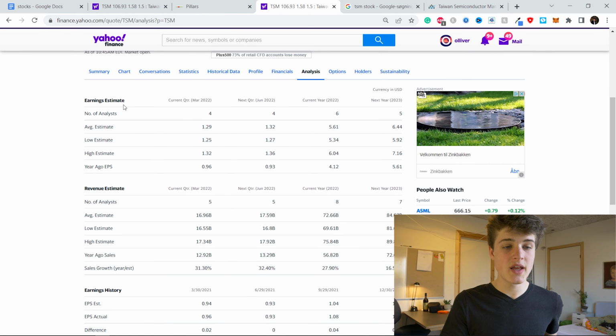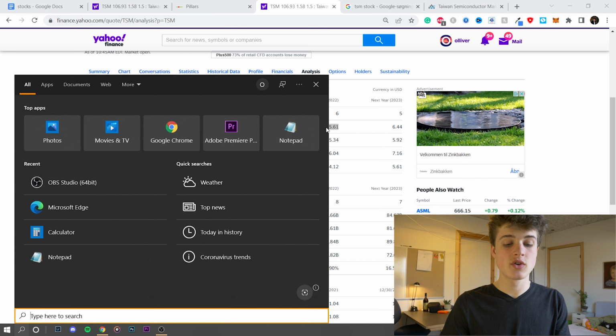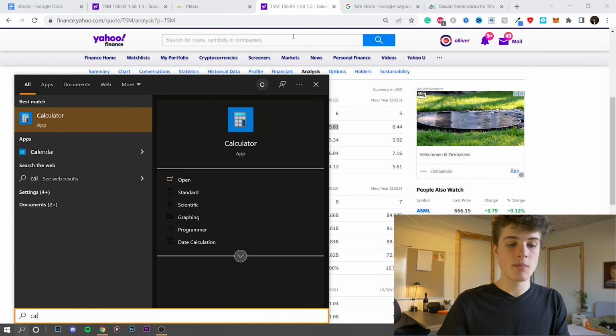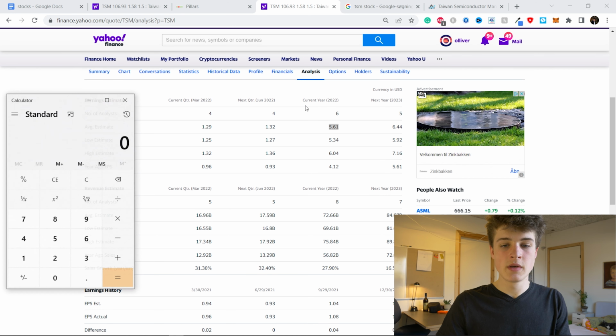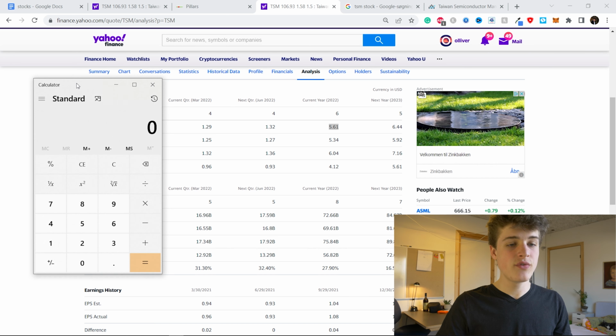On Yahoo Finance here, we have 6 analysts for this year's EPS estimates and 5 analysts for 2023. The average estimate for this year is $5.6 in EPS. So I'm going to pull up my calculator right here, and let's calculate if they stay at this 26.5 price to earnings ratio, what can we expect here?